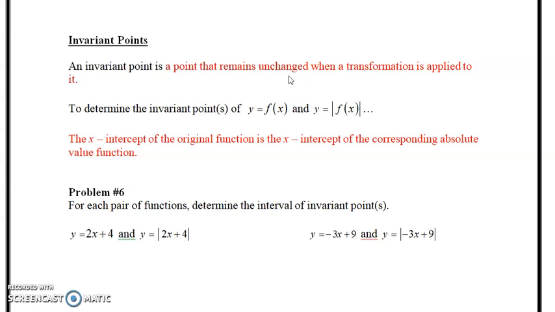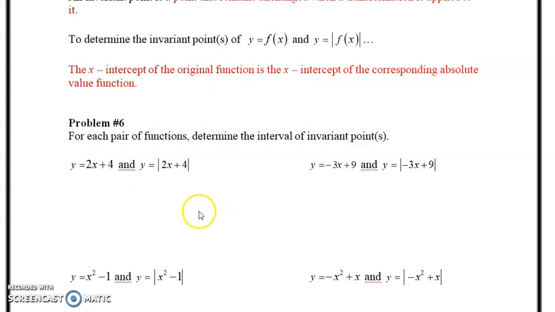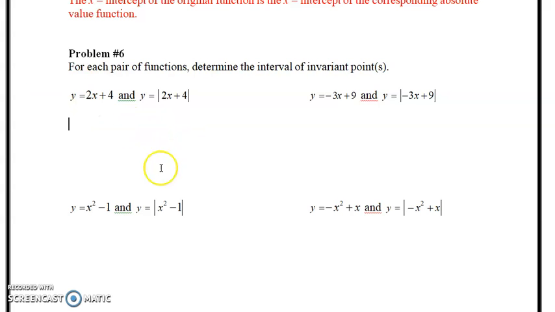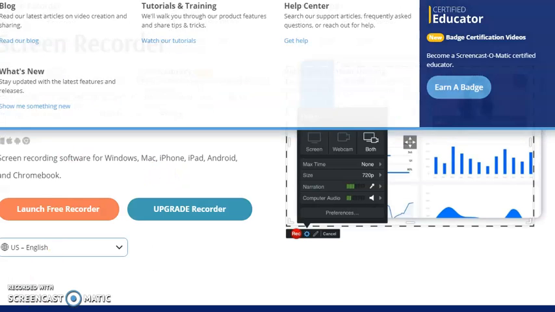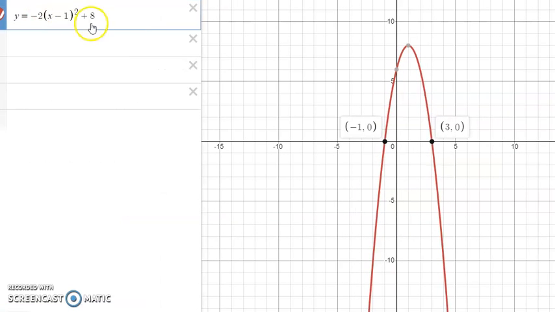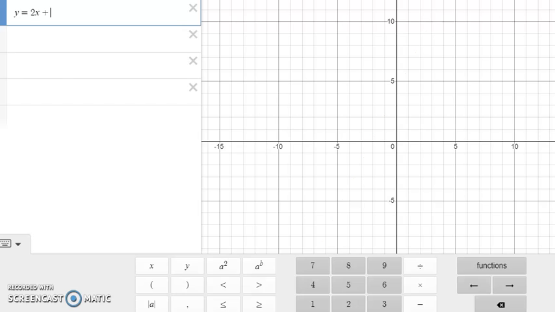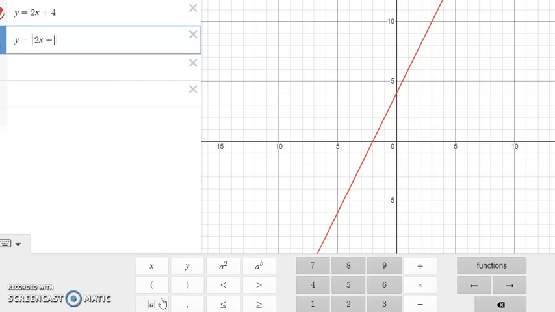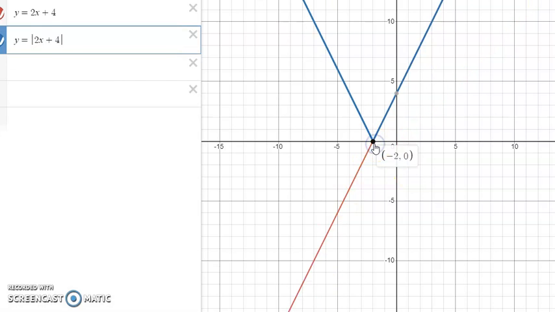If the whole function is taking the absolute value, that means that the x-intercept of the original is the x-intercept of the corresponding absolute value function, and therefore is the invariant point. Let's take a look at this. I'm going to graph these two just so you can see a visual. We have 2x plus 4, and then y equals the absolute value of 2x plus 4. At that point is one of the points that remains unchanged.